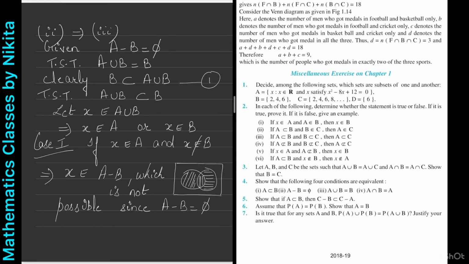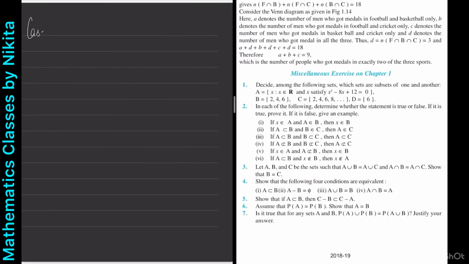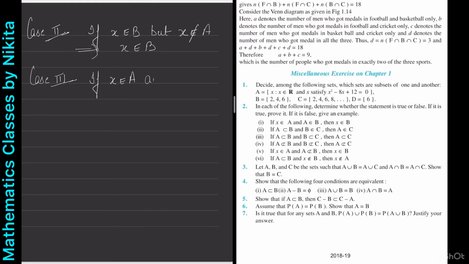So the second case is case 2. If X belongs to B but X does not belong to A. So this implies what? That X belongs to B. और यही मुझे प्रूव करना था. तो from this case I get X belongs to B. And the third case is if X belongs to A and X belongs to B. So from here I get X belongs to B.